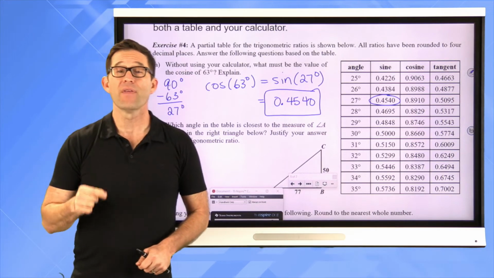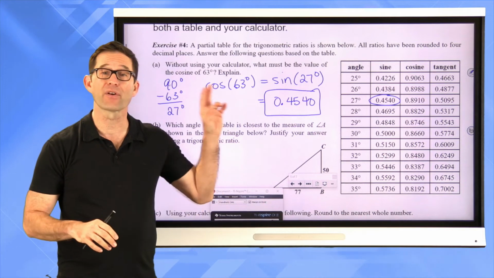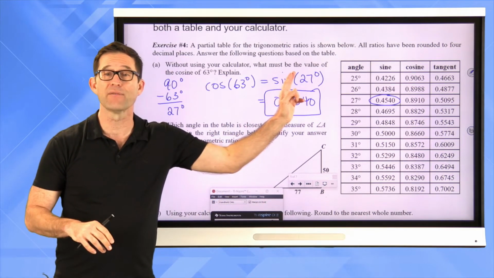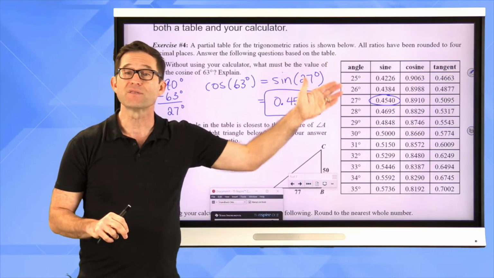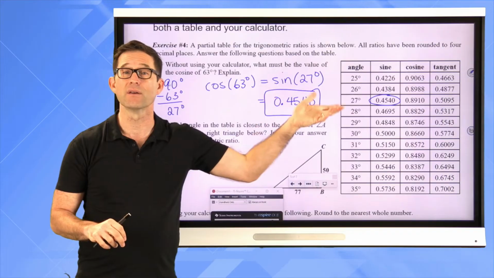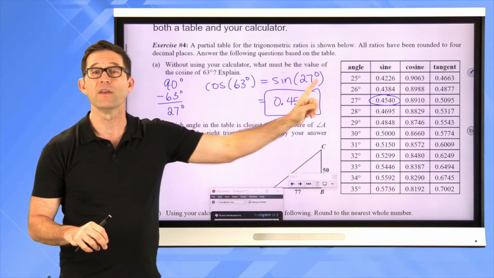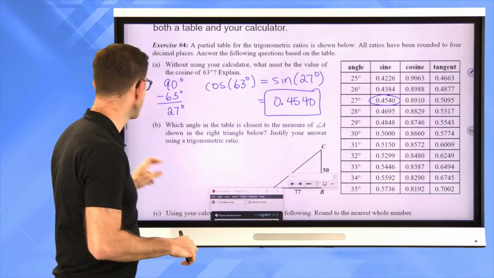And by the way, that is the main reason why you're supposed to know that fact about the cosine of one angle being the sine of its complement. In the old days, these tables only went up to 45 degrees because you didn't need to go past 45, given that you could always use this kind of relationship. Let's take a look at letter B.